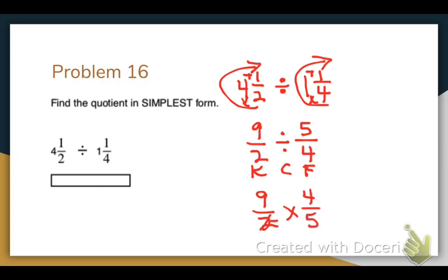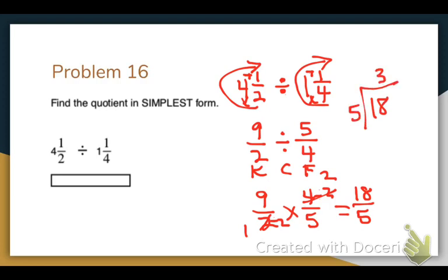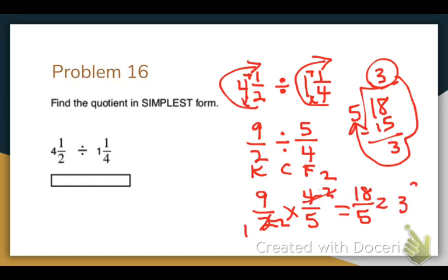Can simplify, divide here by 2, divide here by 2. That's all I can do. So 18 over 5. This is an improper fraction, so I'm going to do this division. We'll work 3 times. So 3 is my whole number, and my fraction is 3/5. And 3 and 5 are both prime numbers. So my answer here is 3 and 3/5.